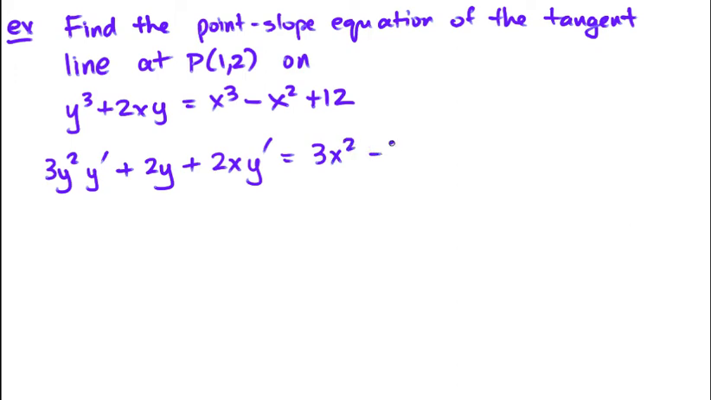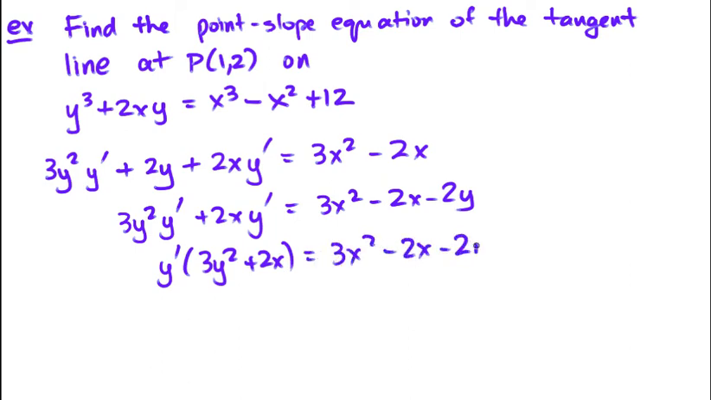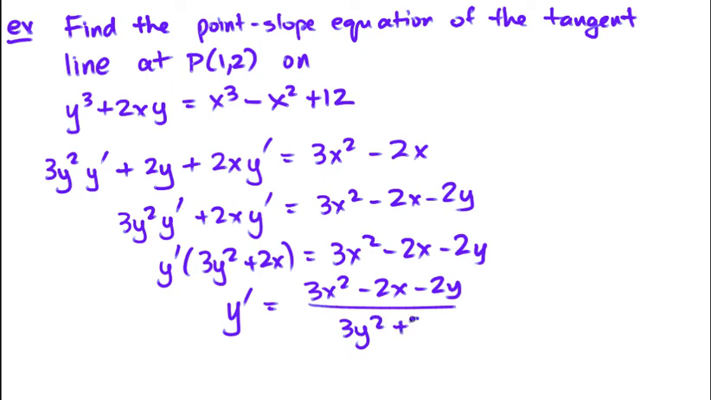And continuing along, I get slightly easier stuff on the right-hand side. Solving for y prime means move all the terms that don't have y prime to the other side. So I get 3y squared y prime plus 2x y prime is equal to 3x squared minus 2x minus 2y. Factoring out a y prime gives me this. And then dividing everything by 3y squared plus 2x gives me 3x squared minus 2x minus 2y, all being divided by 3y squared plus 2x.